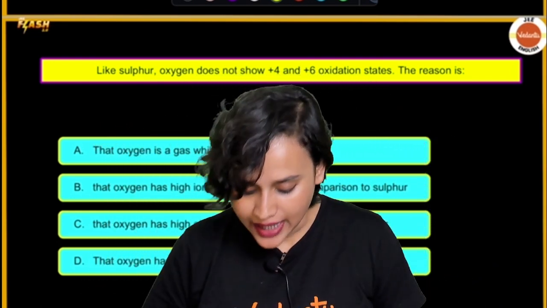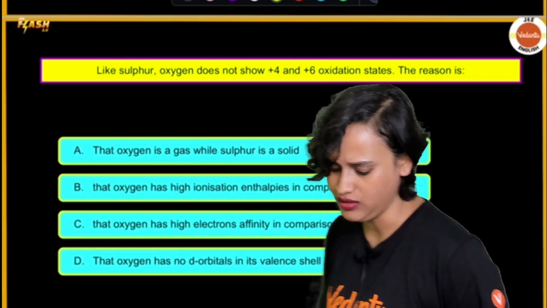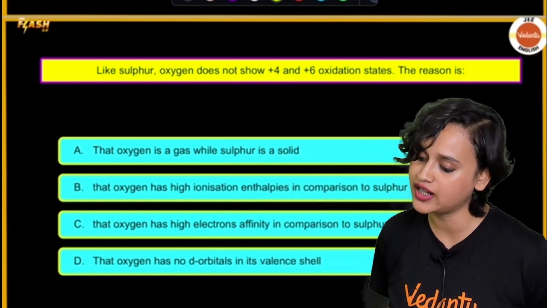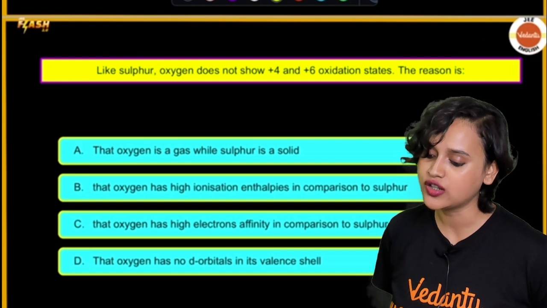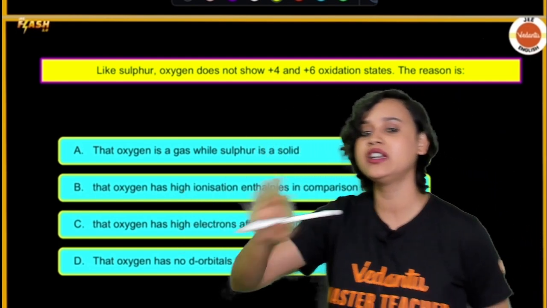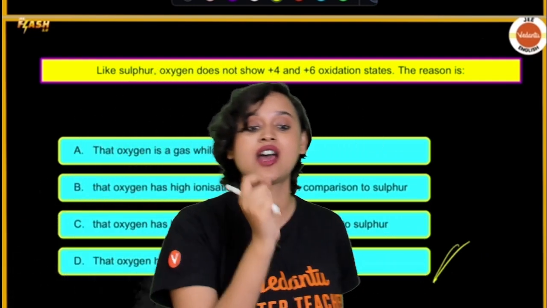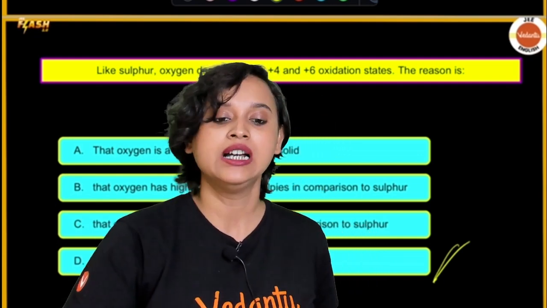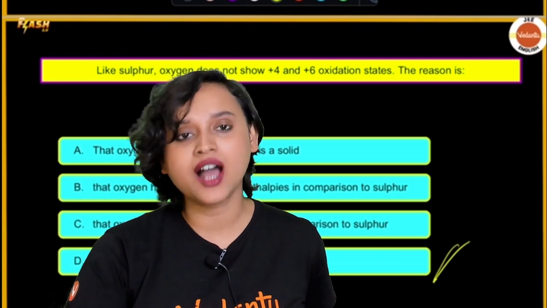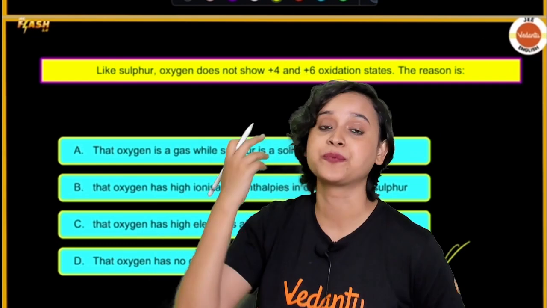Is it that oxygen is a gas while sulfur is a solid? No. That oxygen has high ionization enthalpy in comparison to sulfur? No. That oxygen has high electron affinity in comparison to sulfur? No. Oxygen has no d orbital in its valence shell. Absolutely. Oxygen is a second period element, so d orbitals have not been introduced. But in the case of sulfur, yes, there are vacant d orbitals. Hence, you get to see the +6 oxidation state exhibited by sulfur.